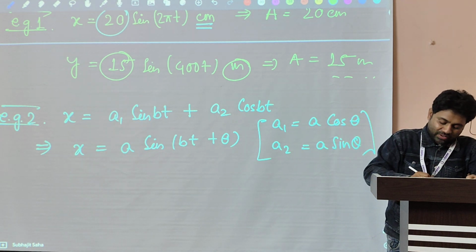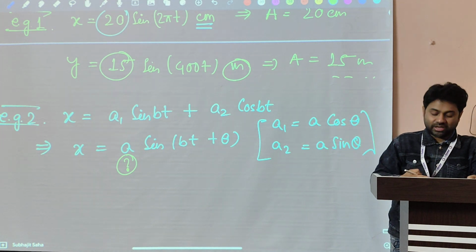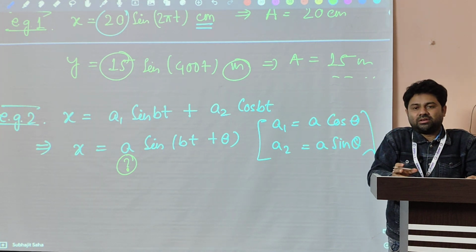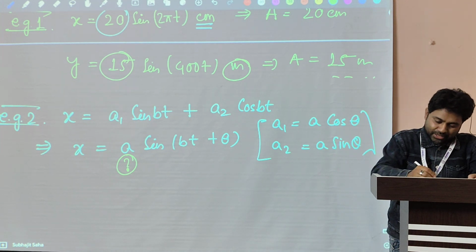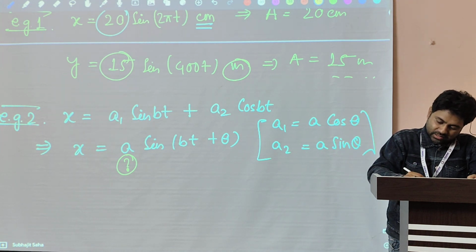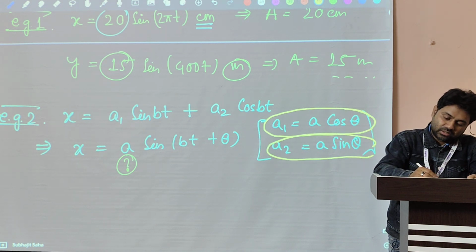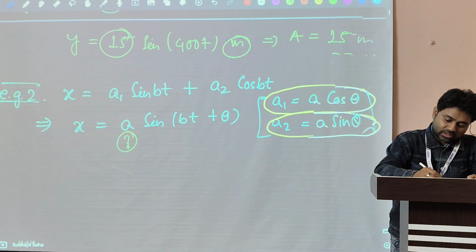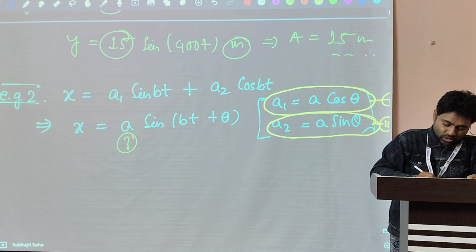Now, what will be the value of A then? That's the question remains now. What will be the value of this A? This is the amplitude of this combined SHM. We can find this amplitude from there. A1 equal to A cos theta and A2 equals to A sin theta. Say the first equation to be equation number 1, second equation to be equation number 2.